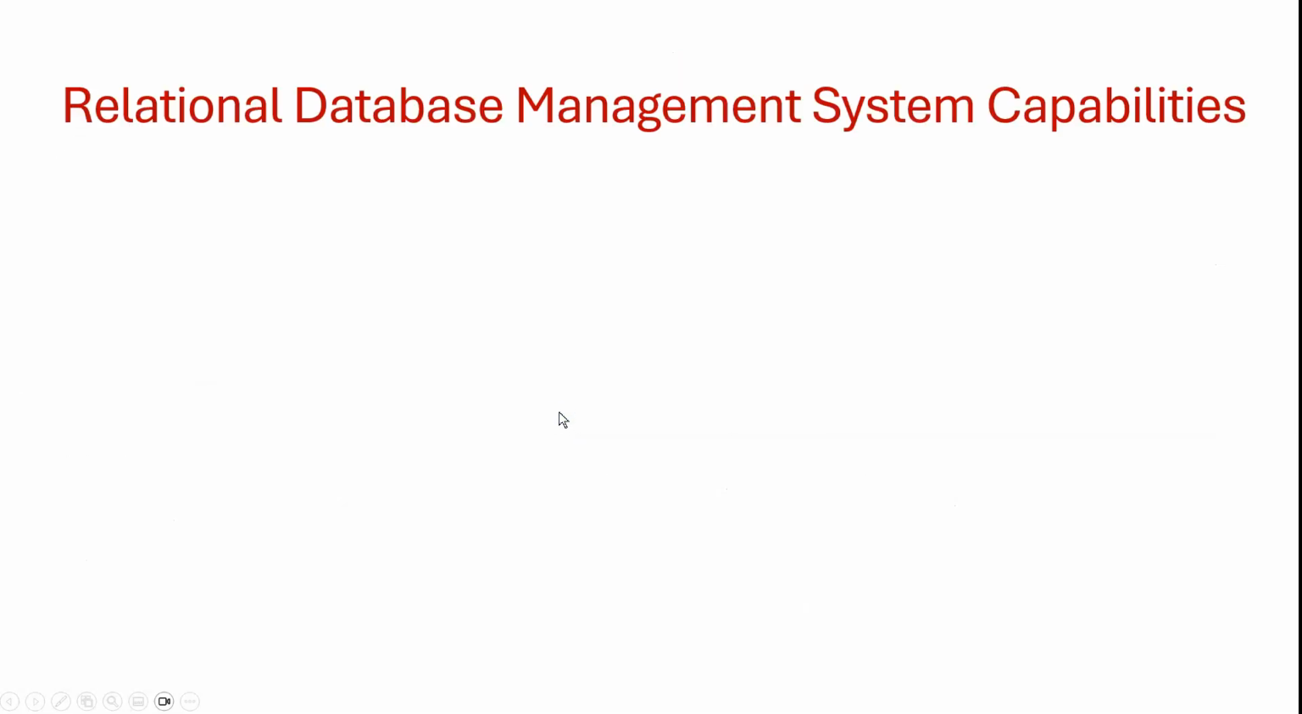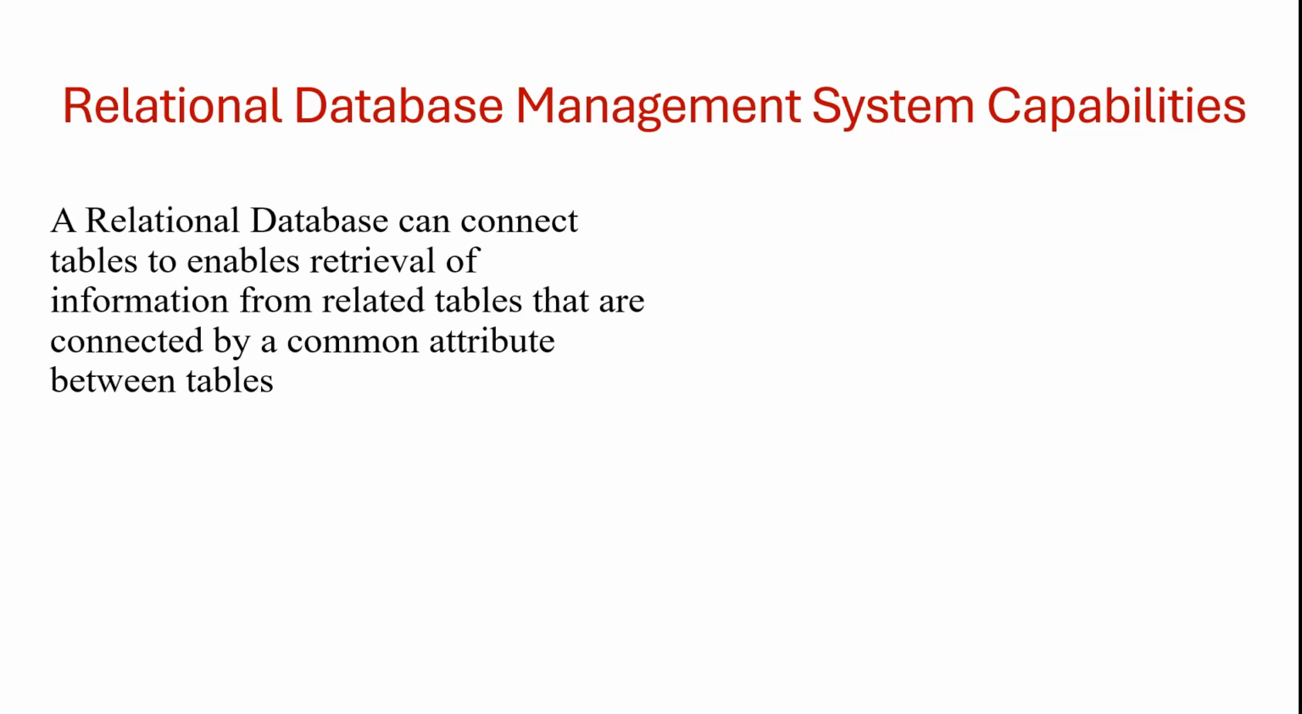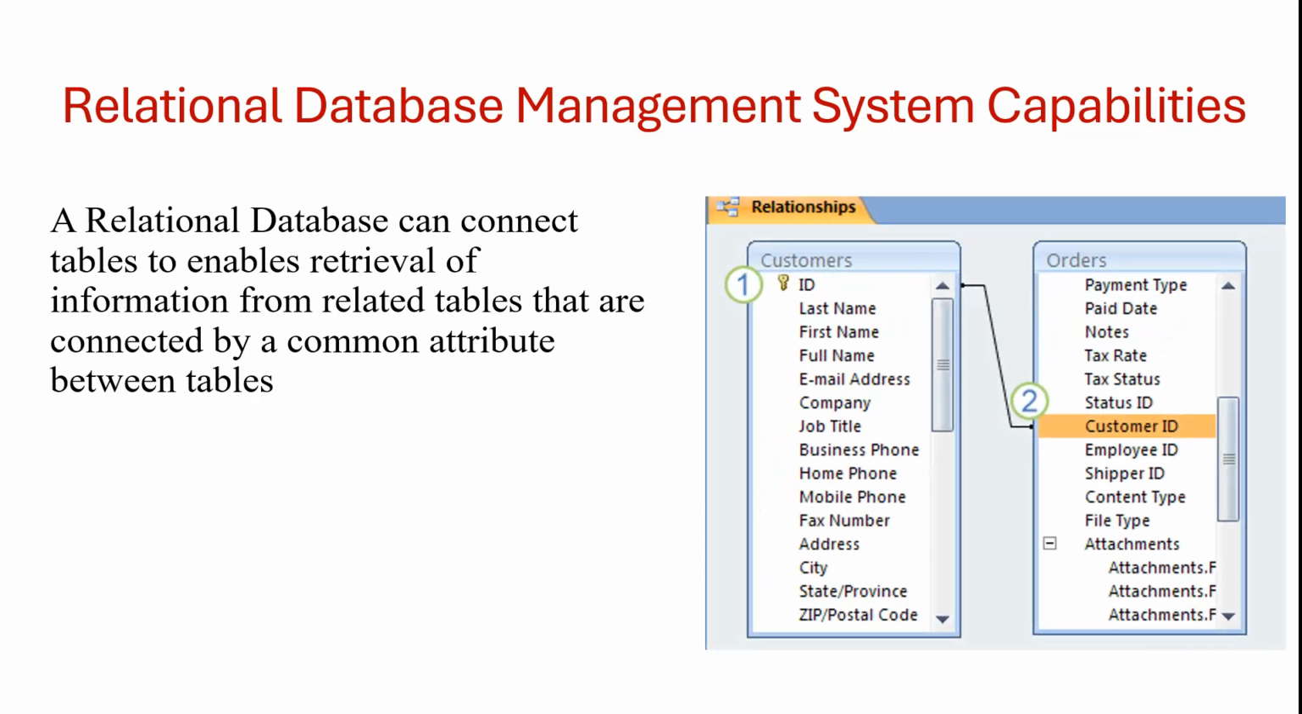Now, relational database management system capabilities. A relational database can connect tables to enable retrieval of information from related tables that are connected by a common attribute between tables. This is an example of two tables. You've got a customer table and you've got an order table. There's a relationship formed between these by this connection here. This ID is the same as the customer ID over here, and it connects it to that. Without this connection, you cannot access information between the tables.